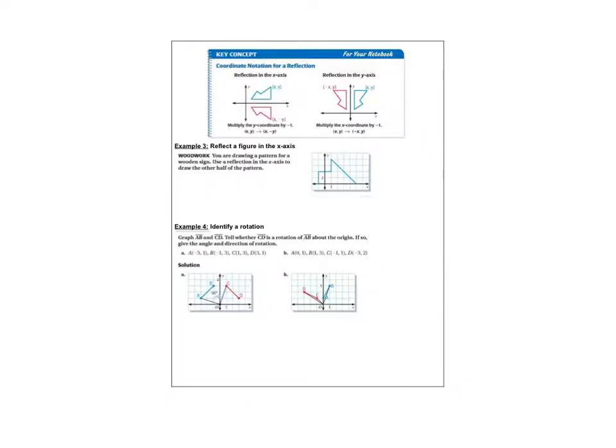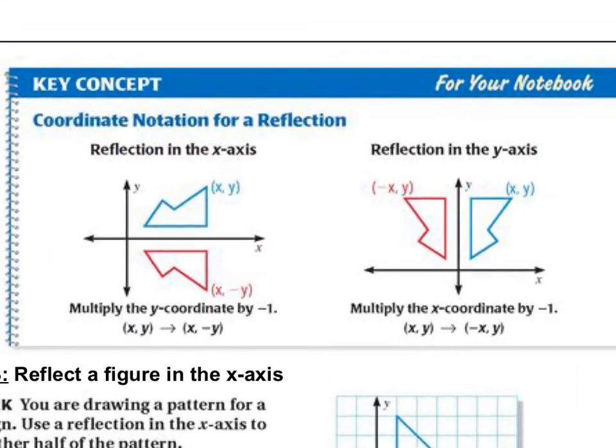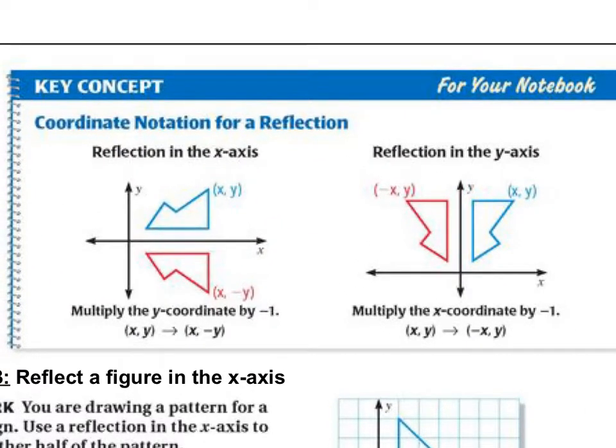All right, flip over to the back side. For a reflection, this is where it gets a little interesting, but for a reflection, if we reflect in the x-axis, the y-coordinate is going to become its opposite. So x-axis, y-coordinate becomes the opposite.